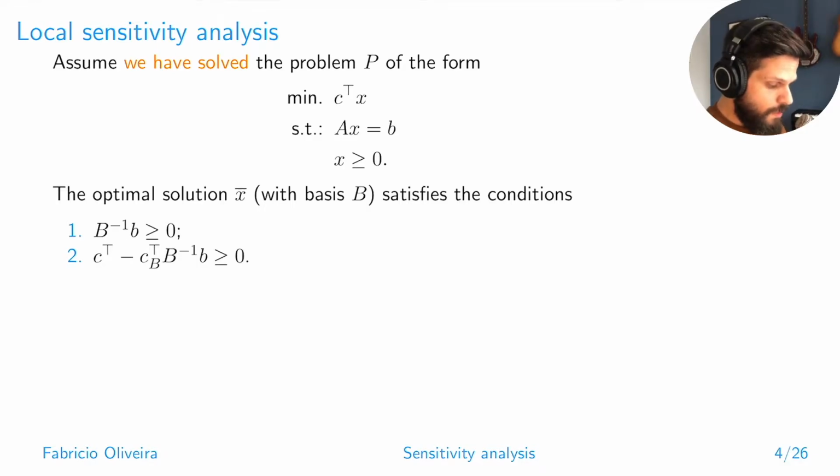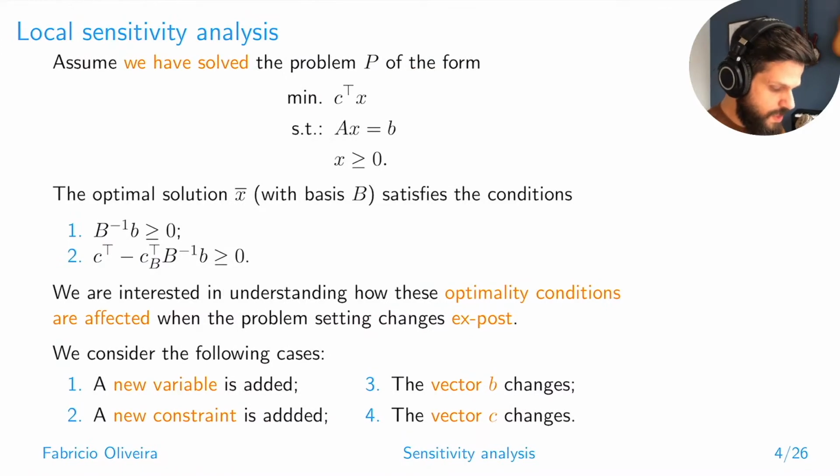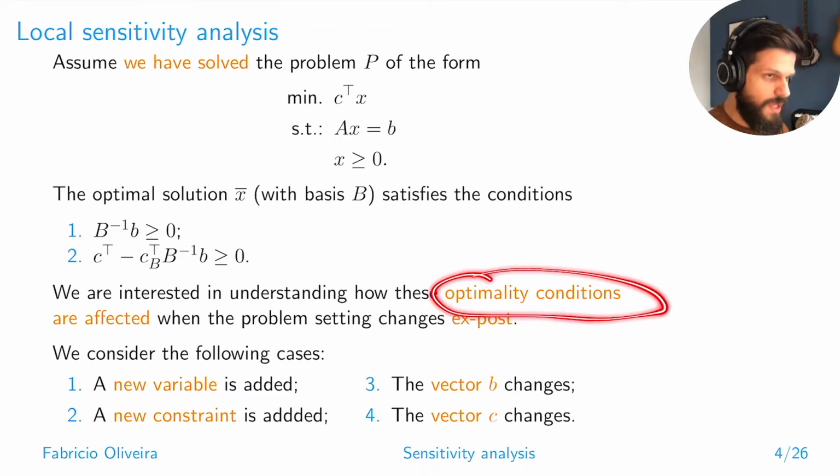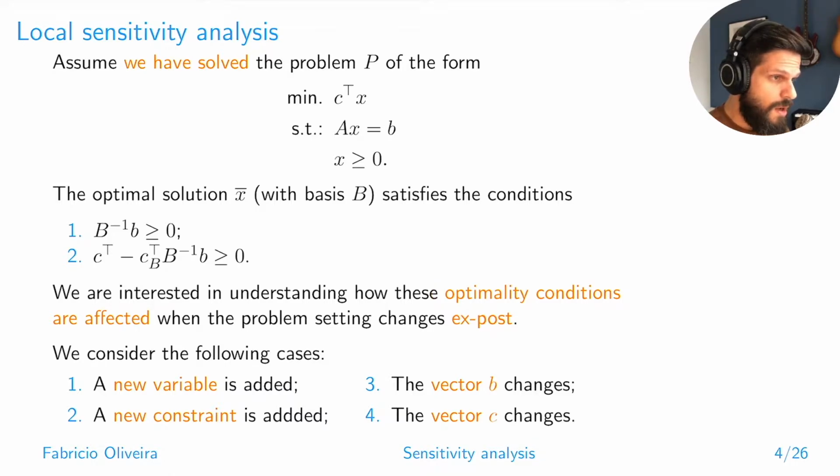Okay, and then what we want to look at is to see what happens when we start messing with the problem once we have solved it. And by messing, I mean trying to figure out what happens with these optimality conditions once I start to make changes ex post, after I solved it to optimality. So we're going to consider 4 specific cases.